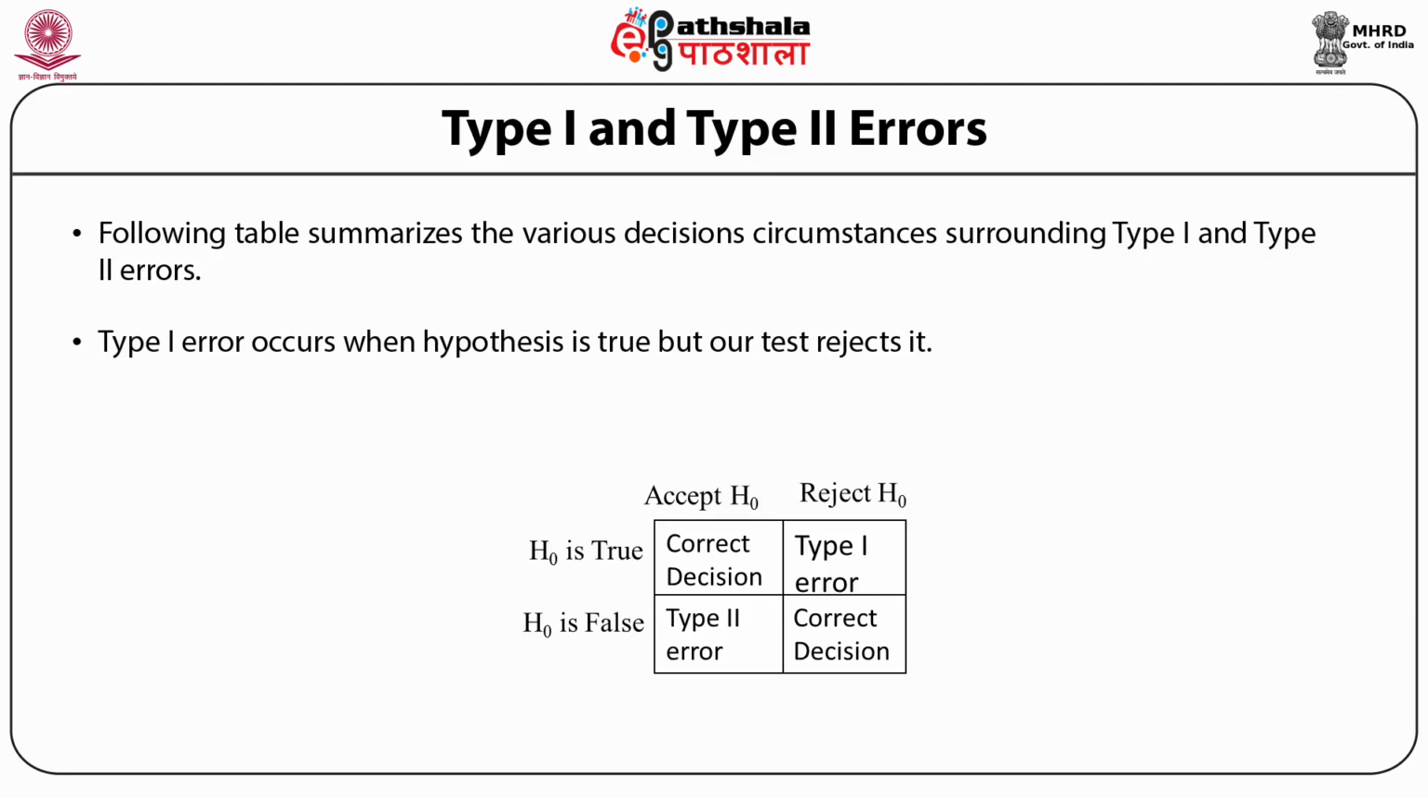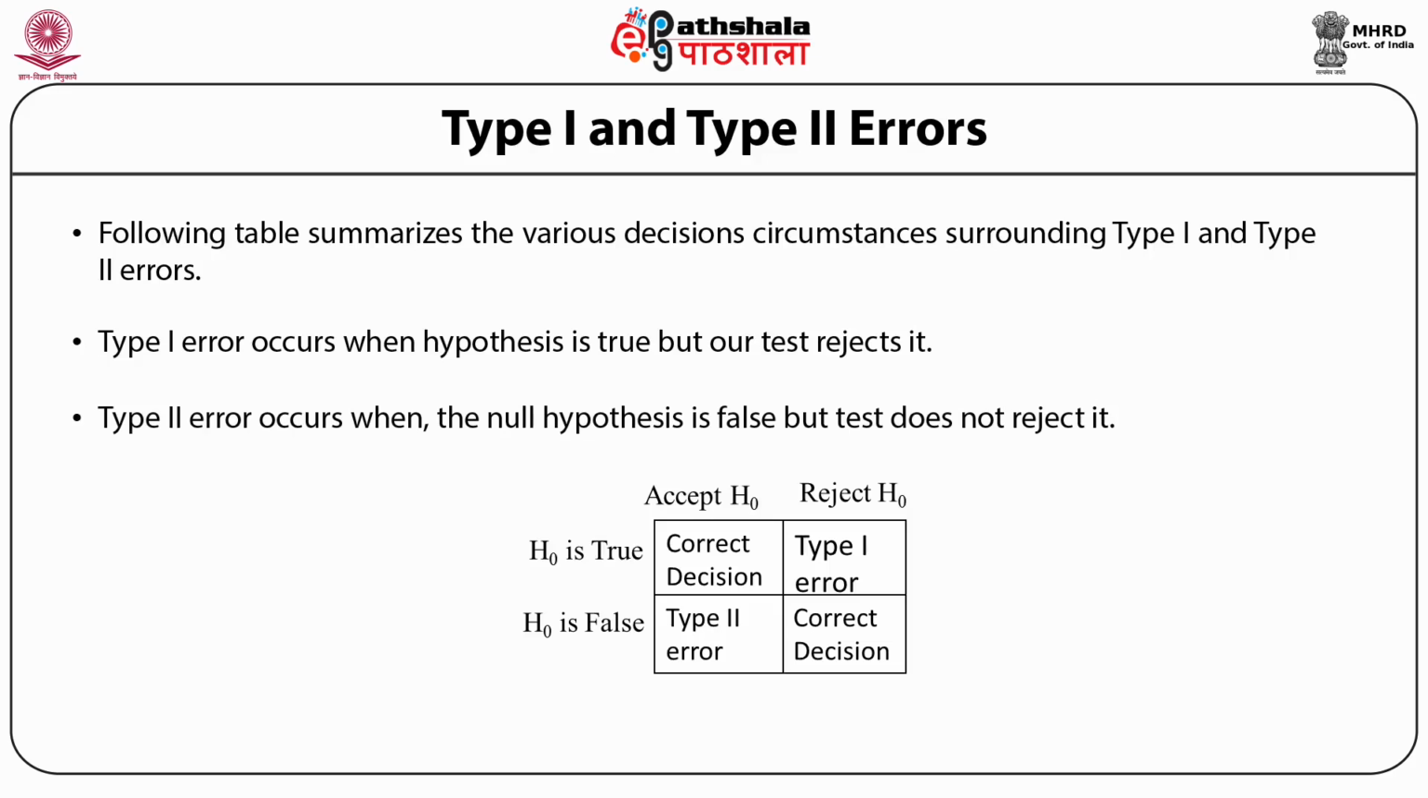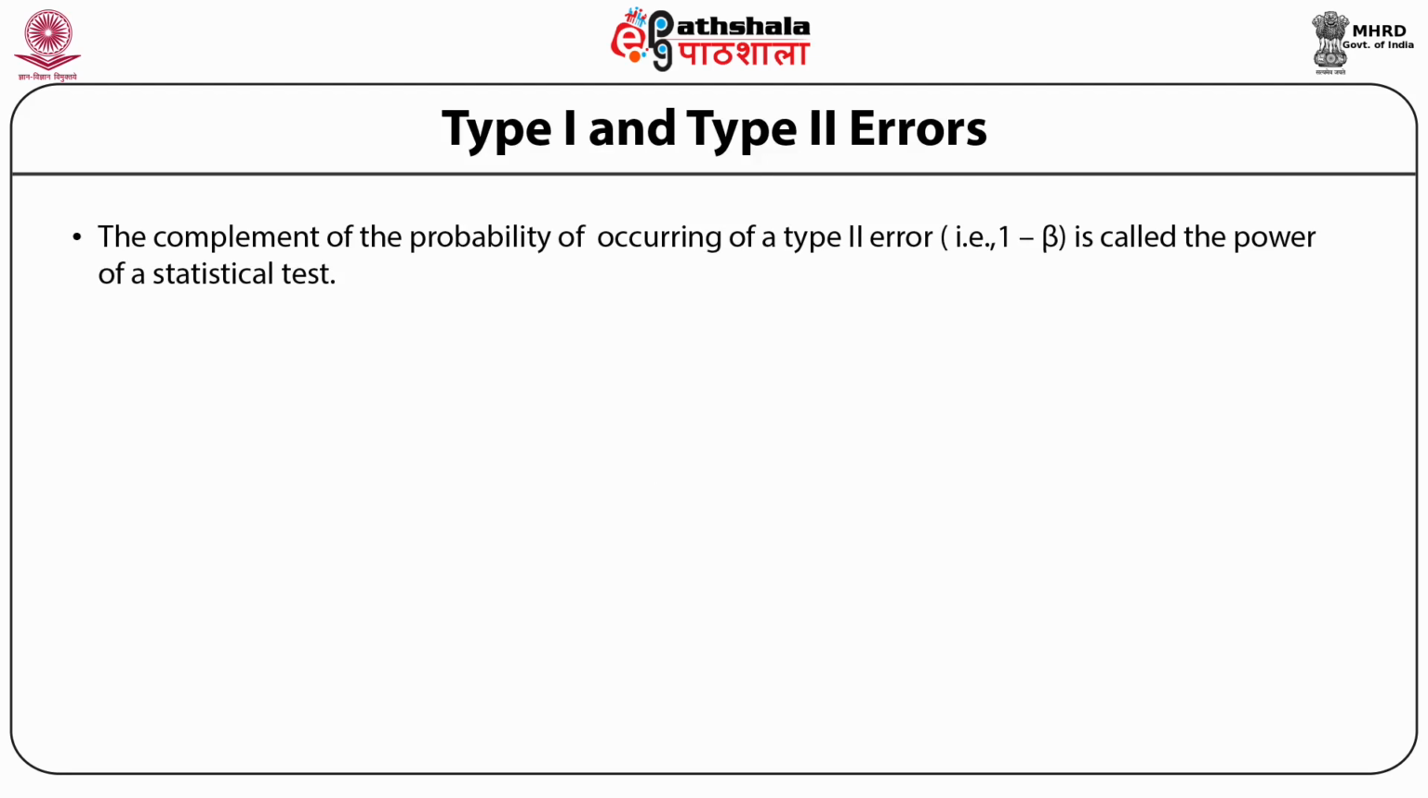Thus, we see that type 1 error occurs when the null hypothesis is true, but our test rejects it. The probability of having a type 1 error is called the level of significance. Type 2 error occurs when the null hypothesis is false, but the test does not reject it. Then the complement of the probability of occurrence of a type 2 error, that is 1 minus beta, is called the power of the statistical test. Thus, the power of a test is the probability of rejecting the null hypothesis when it is false and should be rejected, and it is represented as 1 minus beta.